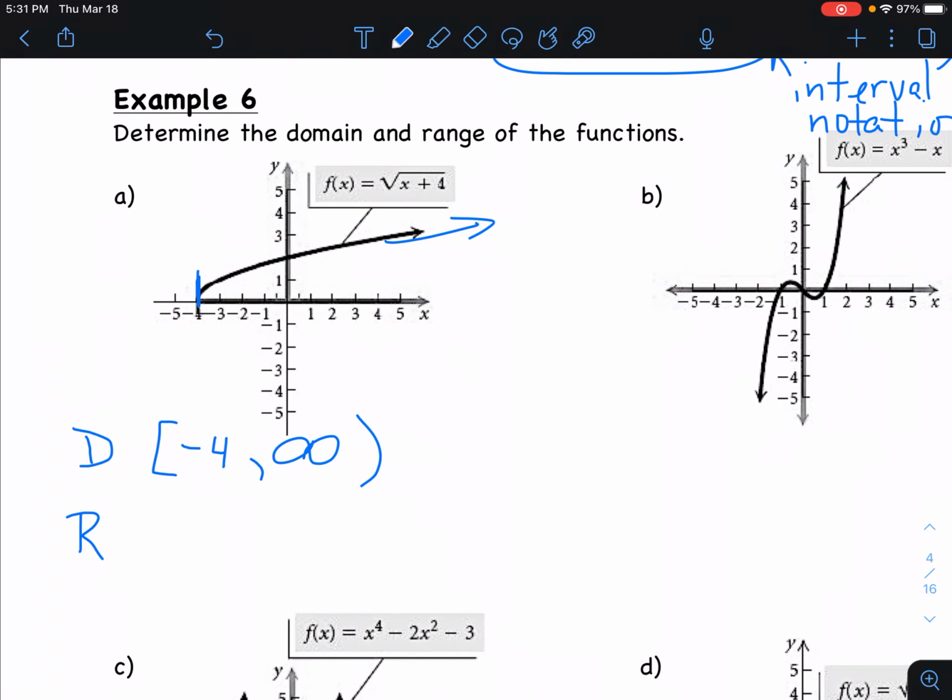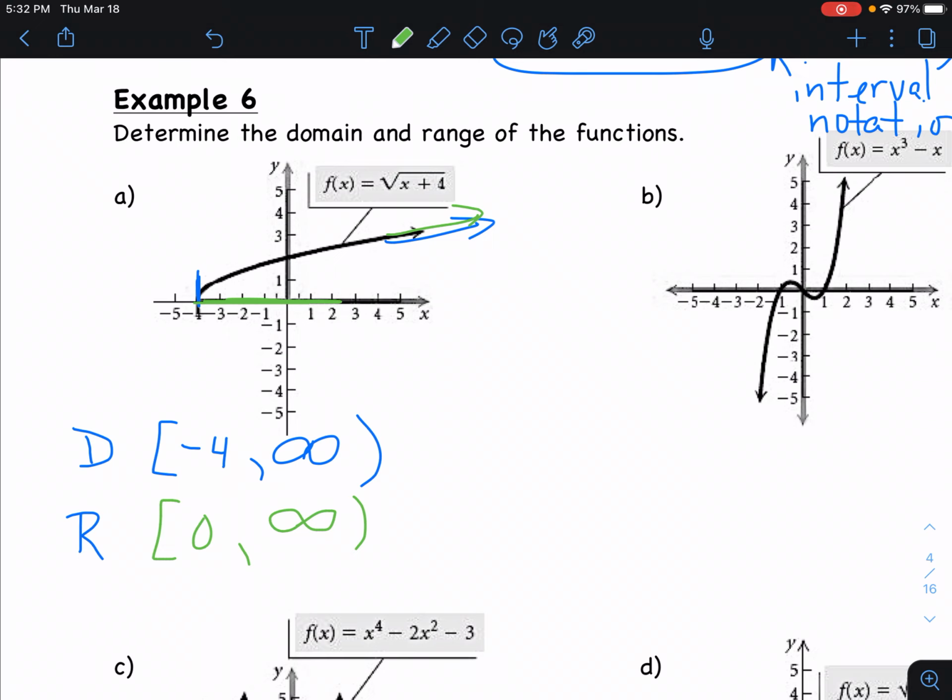All right, and then the range has to do with how low to how high. So it goes as low as 0 on the y-axis, and it is technically going up forever gradually as well. A lot of people put 3 there, but it is an arrow that's going up forever. So that's up to the positive infinity. So that's how we do domain and range.